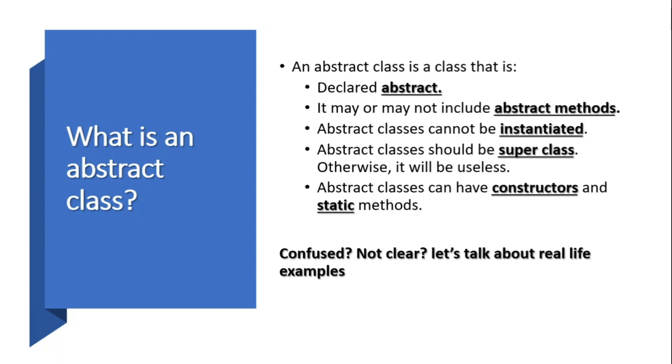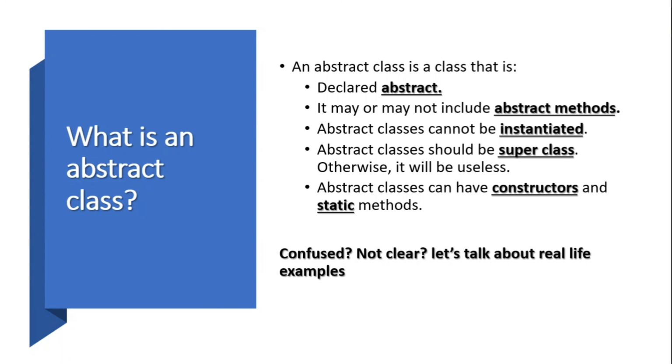Let me just repeat them again. Abstract classes have the keyword abstract. Abstract classes may or may not have abstract methods. You cannot create objects out of abstract classes. And most importantly, you can only use them as superclasses to inherit from and not anything else. And again, as I said, they may have static methods and constructors, just like a regular class.